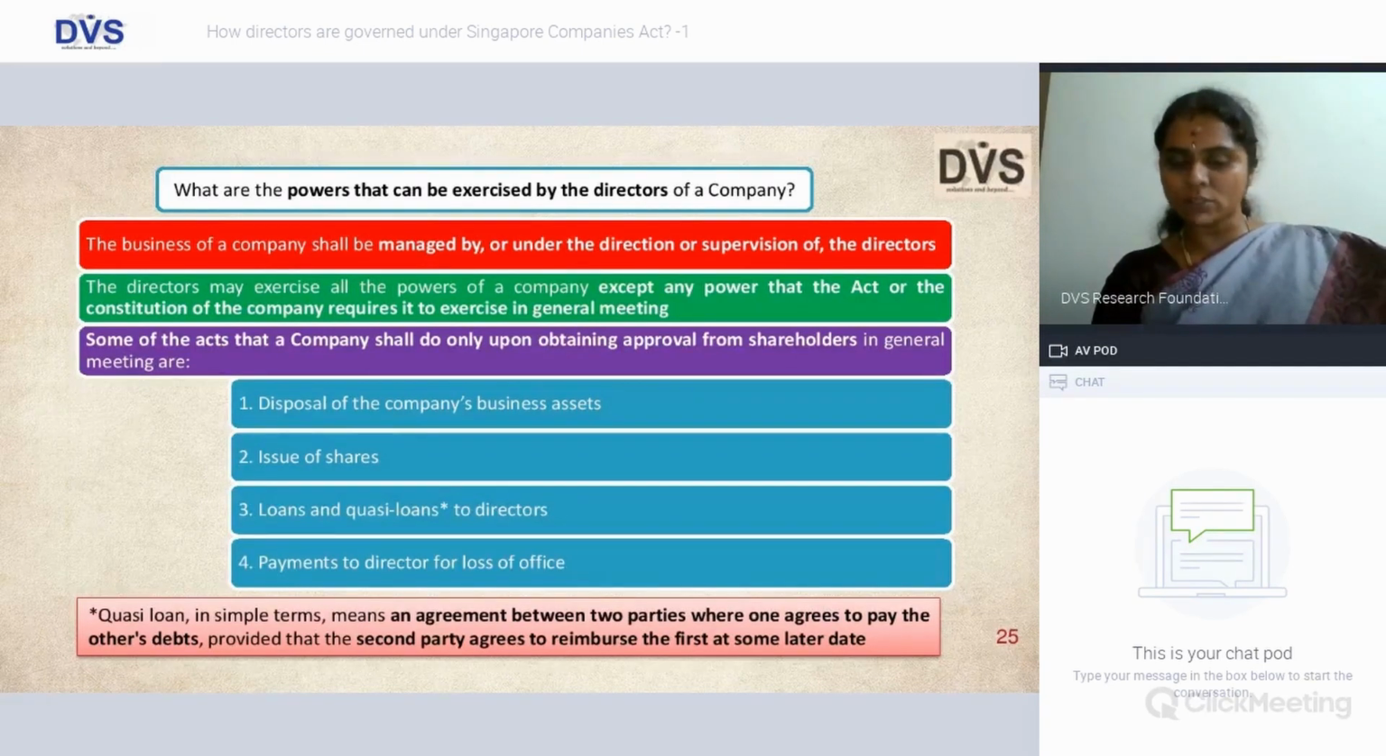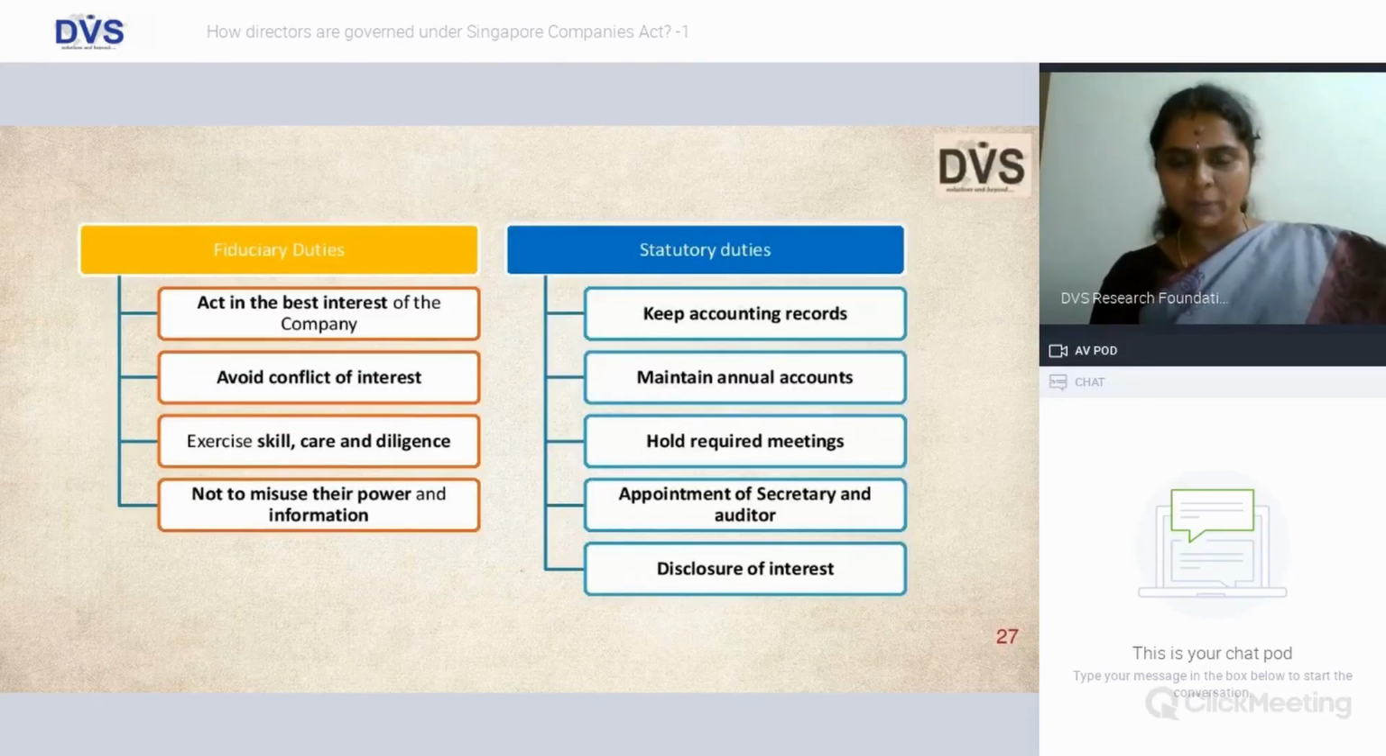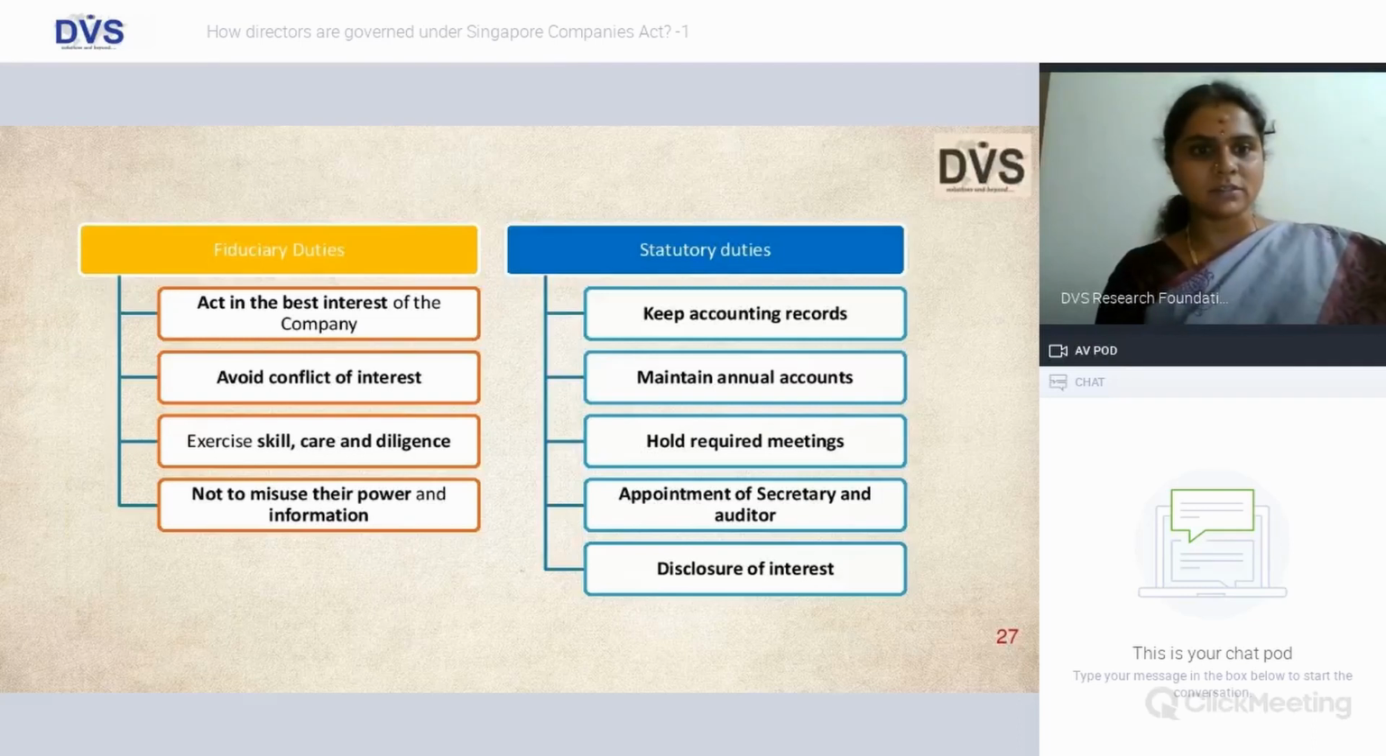If you refer to what a quasi loan is, it says an agreement between two parties where one agrees to pay the other's debt provided the second party agrees to reimburse the first party at a later date, and payment to directors for loss of office. So except for those which are prescribed in the Act to be clearly done by the shareholders in a general meeting, all other matters could be discussed and approved by the board of directors.